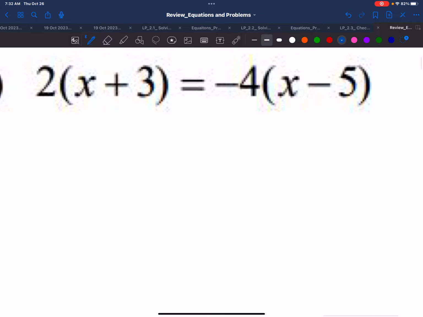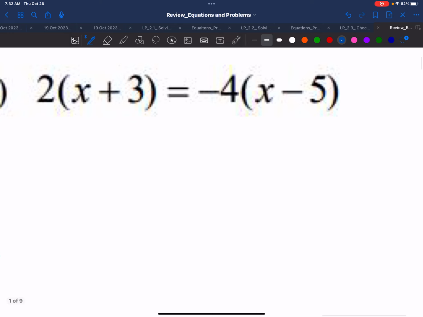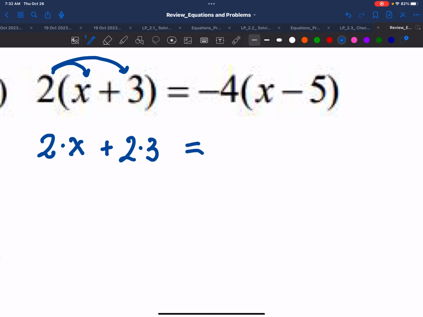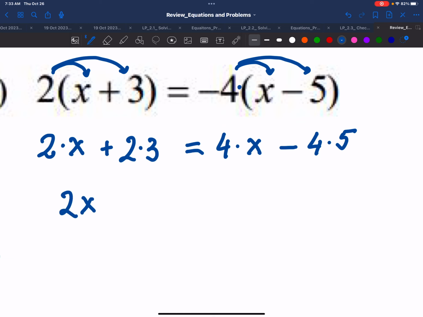So next we have 2 times x plus 3 equals negative 4 times x minus 5. So again, we'll start off with expanding and simplifying. So we have 2 times x plus 2 times 3. The right side, same thing. We have negative 4 times x minus negative 4 times 5. So 2x plus 6 equals negative 4x minus 20.